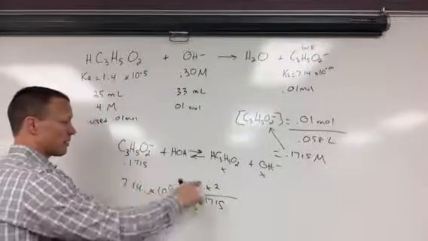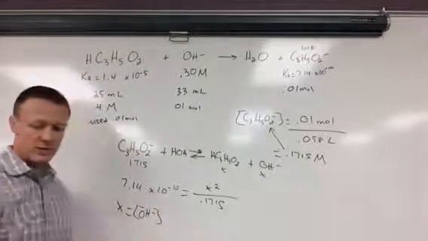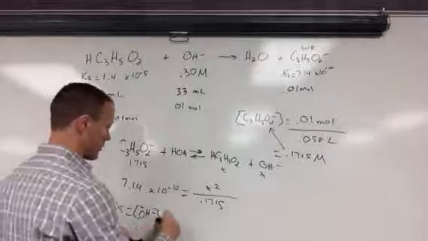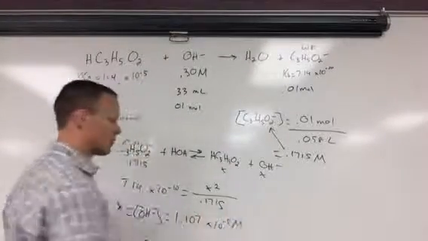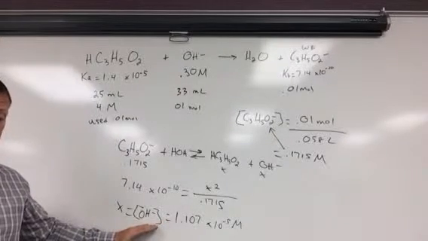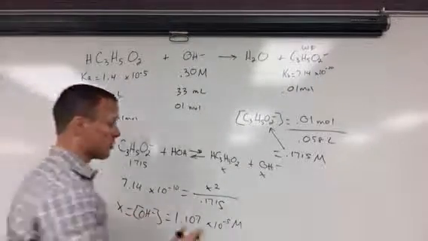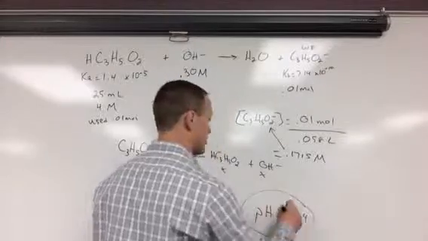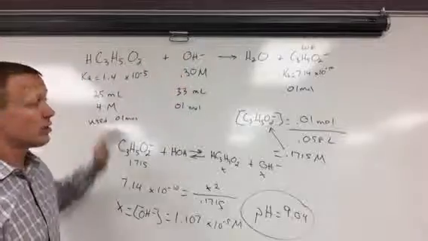I can cross multiply, take the square root. Remember, in this case, X is the concentration of OH negative ions. And I got 1.107 times 10 to the negative fifth molar. If I take the negative log of that, that is the pOH, which is 4.95. 14 minus that is 9.04. So our pH ends up being 9.04 at the equivalence point. So remember, it's above 7 because we had a strong base with a weak acid.